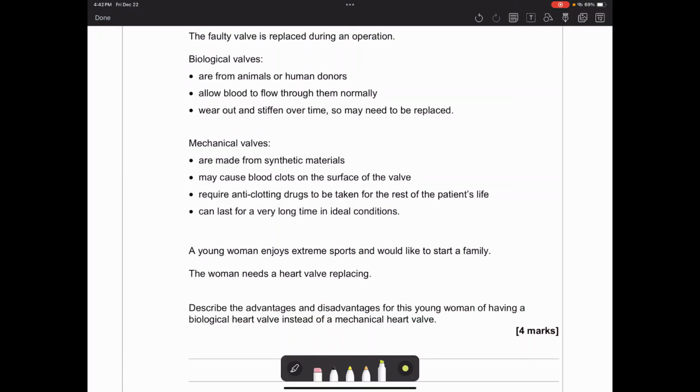They require anti-clotting drugs to be taken for the rest of the patient's life and can last a very long time in ideal conditions. A woman enjoys extreme sports and would like to start a family. The woman needs a heart valve replacing. Describe the advantages and disadvantages of this young woman having a biological heart valve instead of a mechanical heart valve. Okay, so what we need to do is make sure we are giving biological heart valve advantages and disadvantages, but also referencing and comparing it to a mechanical heart valve.